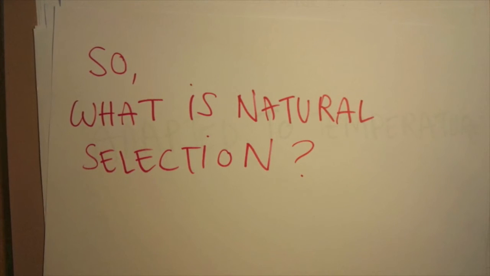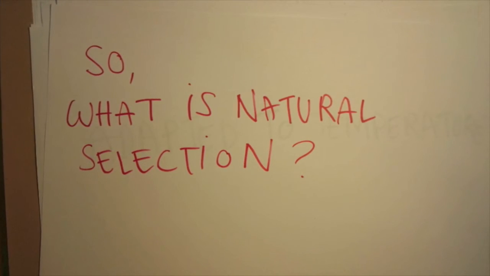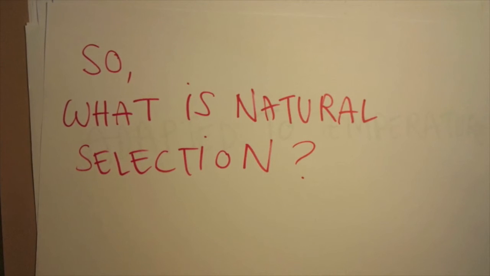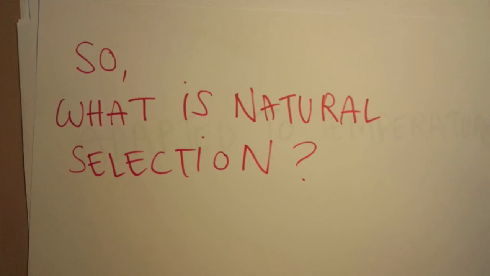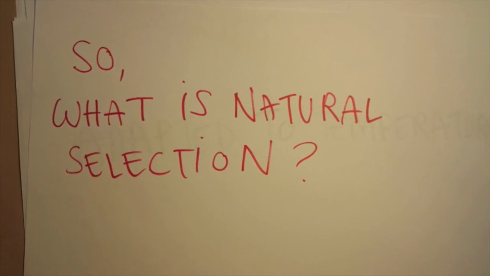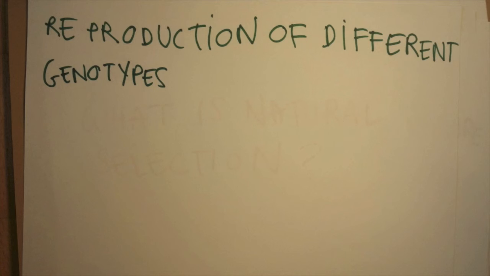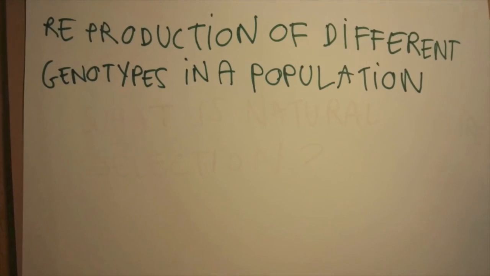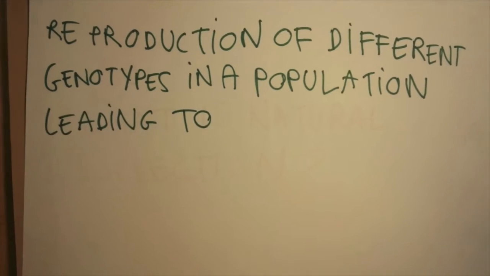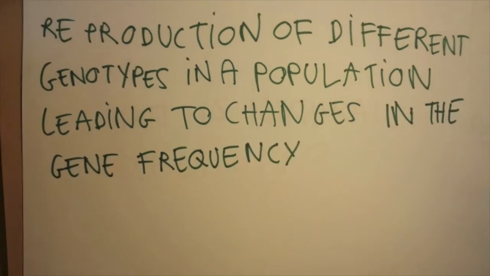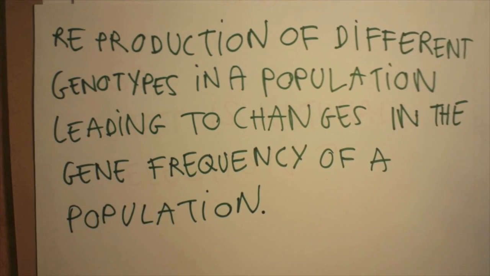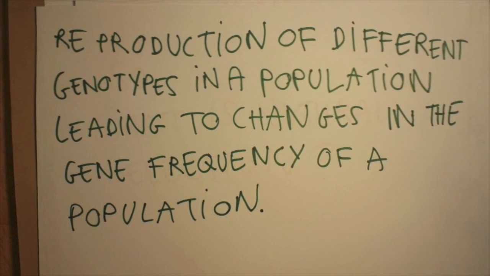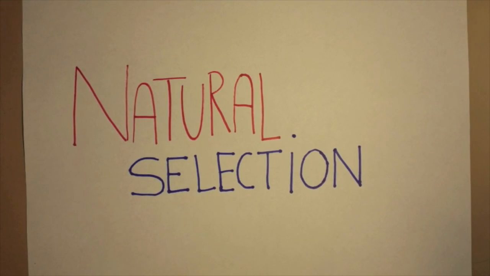So, what is natural selection? Well, these two examples allow us to emit a definition that we now fully understand. This definition states that natural selection is the reproduction of different genotypes in a population, leading to changes in the gene frequency of a population. And that's what natural selection really is.